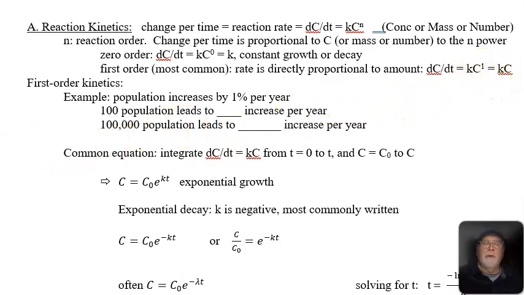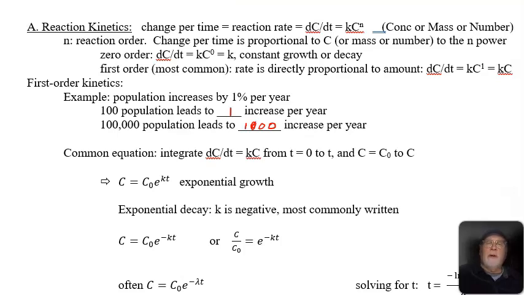An example of first order kinetics is exponential growth. If we say the population increases by 1% per year, then a 100 population leads to a 1 increase per year. 100,000 population leads to 1,000 increase per year. So that's all first order kinetics is, that the rate of change is proportional to the number you have. It's not some magic biological process or something like that. But natural processes do often result in first order kinetics.